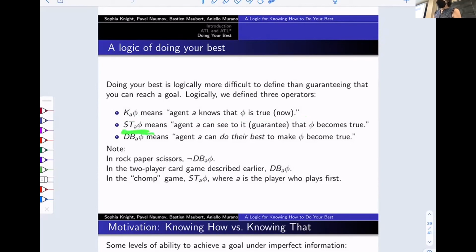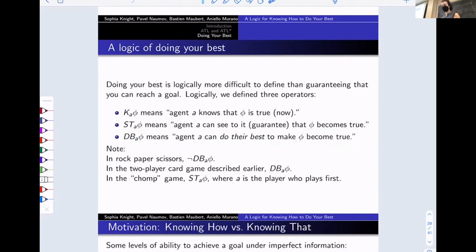And then we have a second operator, which is like the ones we looked at earlier. This is called seeing to it. Some other people named it that a while ago, but basically it means guaranteeing that phi will become true. So agent A has a strategy to be sure phi will become true. And then our third operator means agent A can do their best to make phi become true. So this is what we were talking about with playing the queen or studying for 2 hours. We can define this logically in the systems as having a dominant strategy.